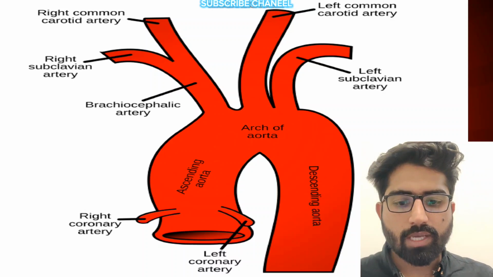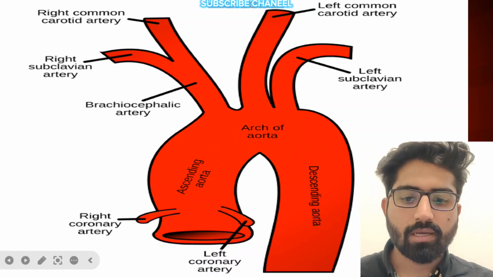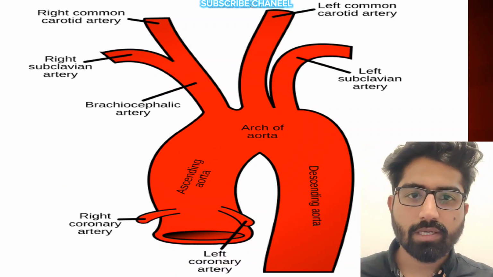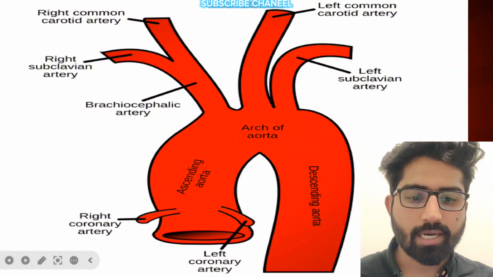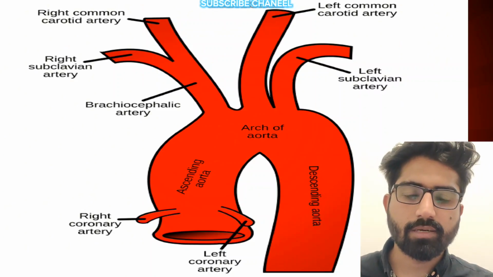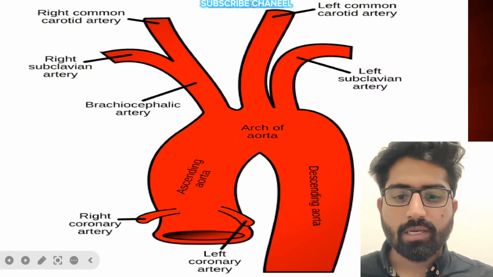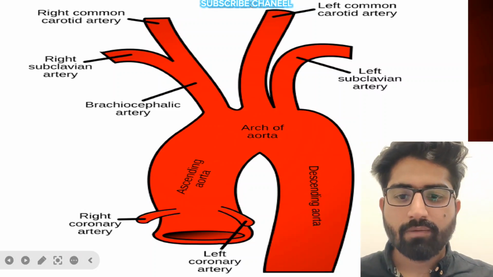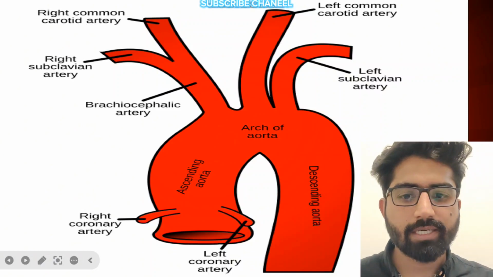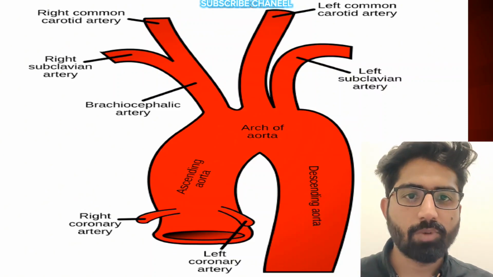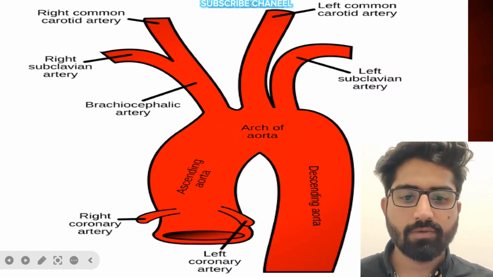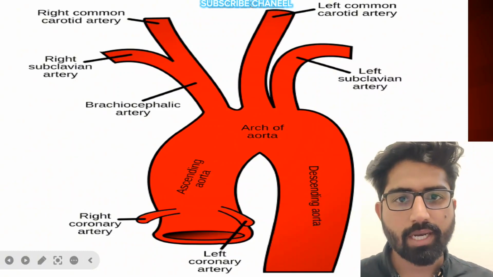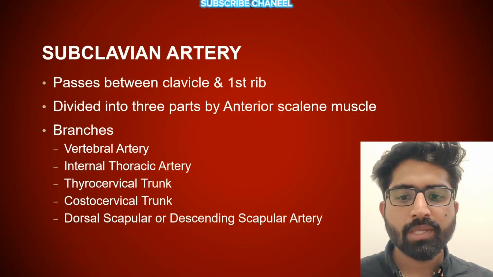As I've already told you, the first part of the aorta is the ascending aorta, and the ascending aorta continues as the arch of the aorta. Then the third part is the descending aorta. Now the branches of the arch of the aorta: for the right side there is the brachiocephalic artery, which is divided into the right subclavian artery and right common carotid artery. And for the left side, there are two separate branches from the arch of the aorta: the left subclavian artery and left common carotid artery.